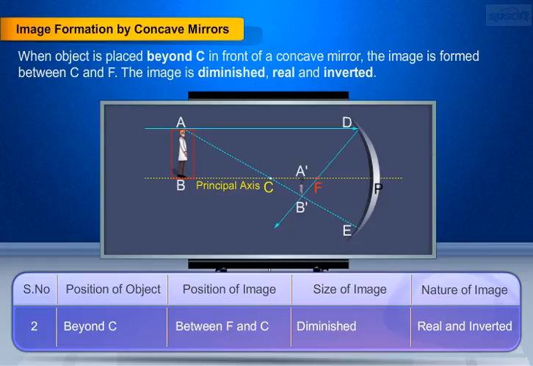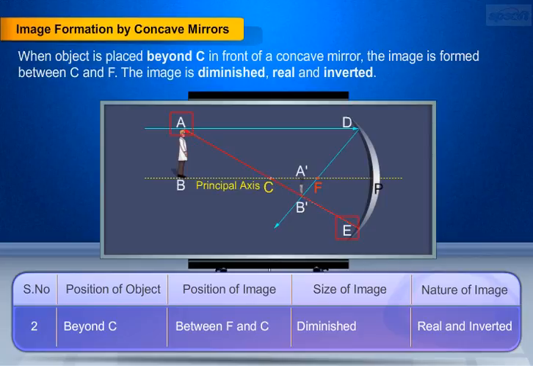When the object is placed beyond the center of curvature C. In the figure on your screen, the object AB is placed beyond the center of curvature C of the concave mirror. A ray of light AD, which is parallel to the principal axis, passes through the principal focus F after reflection. A second ray of light AE, passing through the center of curvature C, falls normally on the mirror surface at point E, and returns along the same path.